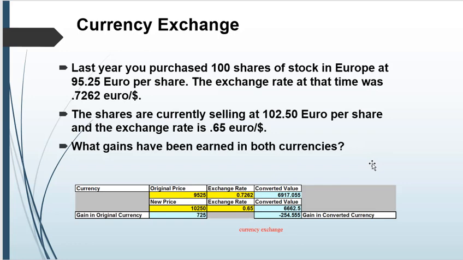Last year, we purchased 100 shares of stock in Europe at 95.25 euros per share. And the exchange rate at that time was 0.7262 euros per dollar. Currently, a year later, it's selling at 102.5 euros, and the exchange rate now is 0.65 euros per dollar. So what gains have been earned in both currencies?